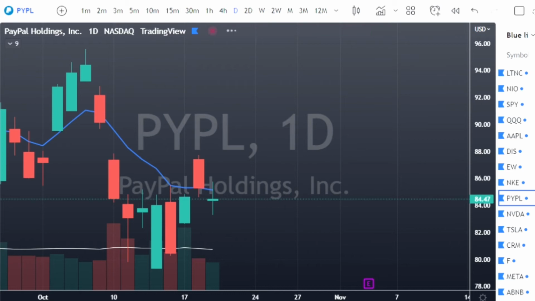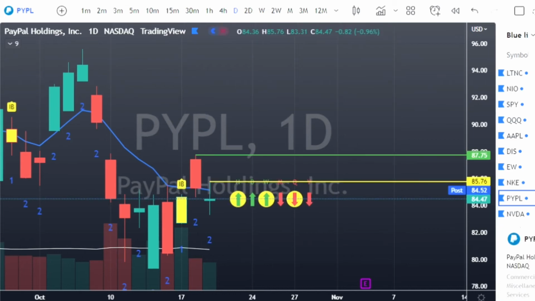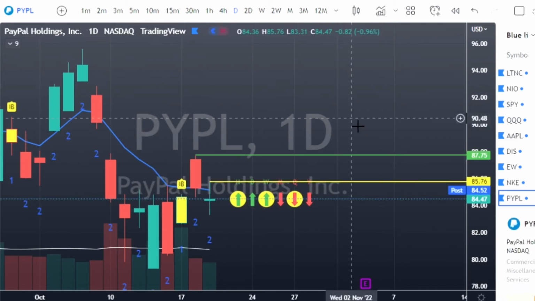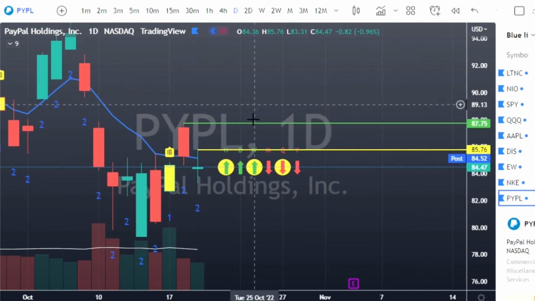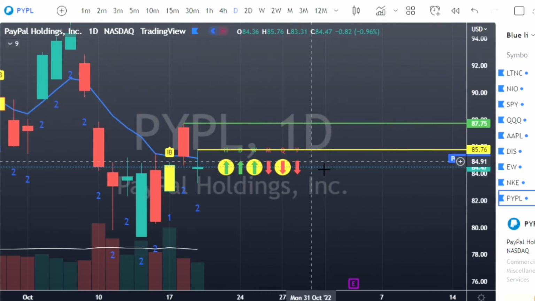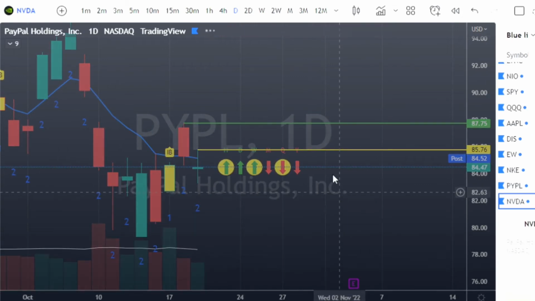PayPal. What do we got on PayPal here? PayPal has a 2 down that finished green. We're going to look for calls at 85.76. First targets or order of magnitude are nice at 87.75.